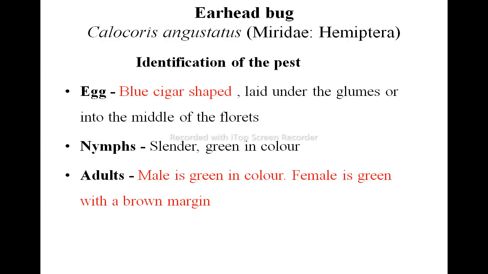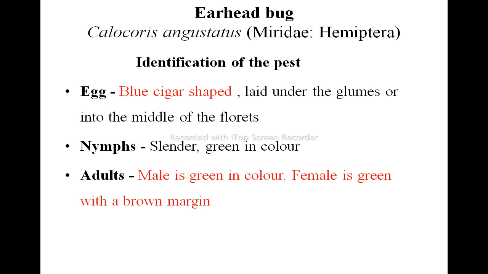Next insect is earhead bug. Its scientific name is Calocoris angustus and its family is Miridae, order is Hemiptera. The name earhead bug means the bug that attacks the ear of the sorghum.